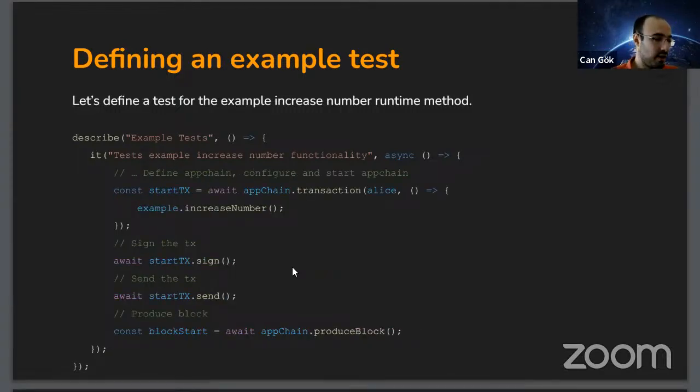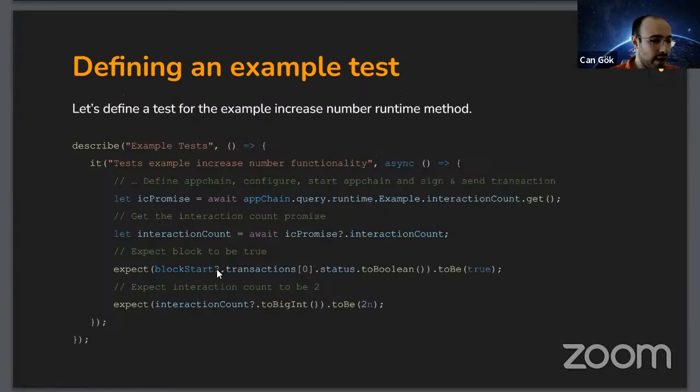So later than that, I'm going to call example increase number, but this is a transaction. So I'm defining the start transaction in here, giving Alice as the one who is interacting with that transaction or runtime methods. Then we're signing it, sending it, and producing the block. In order for you to see the changes in your app chain, you have to wait for a sequencer to produce the block. And after the block is produced, you can actually check whether the data has changed or not. That's why we're going to wait for the block to be true. And if it is true, we will test the interaction count.